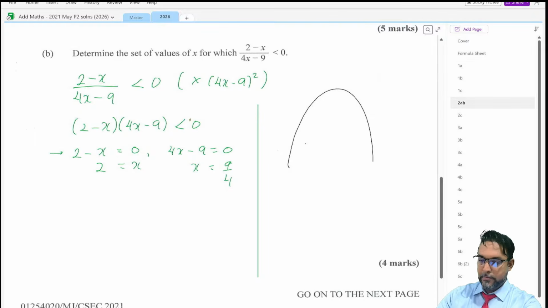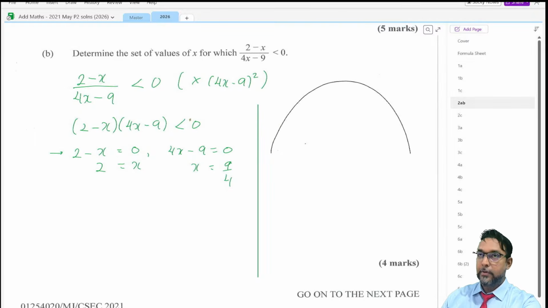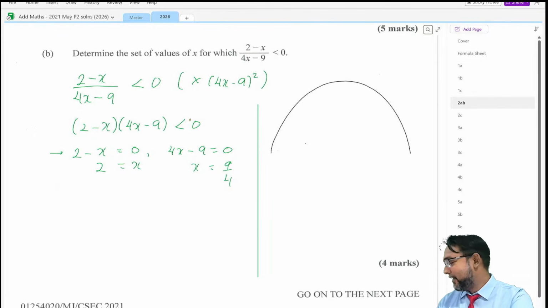Wait, how did you do that so fast, bro? I expanded the bracket. No, not expand the thing. Yo, leave yourself.